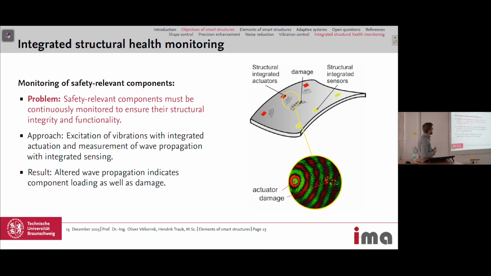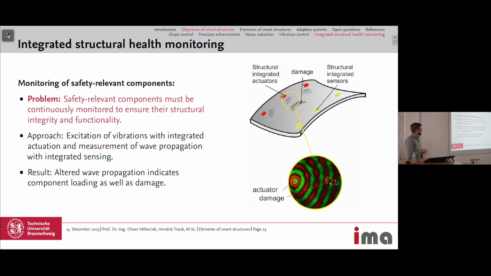And then the last objective, or the last application area, is integrated structural health monitoring. Here the challenge or the problem is that safety relevant components must be continuously monitored to ensure their structural integrity and functionality, especially in aerospace structures. In commercial aircraft, you have the different checks, A, B, C, D check, and inspection intervals.